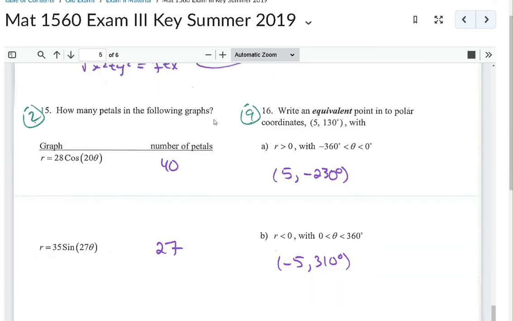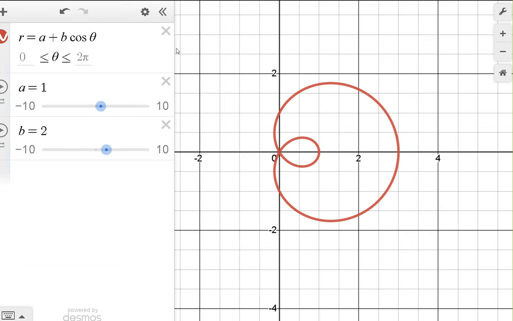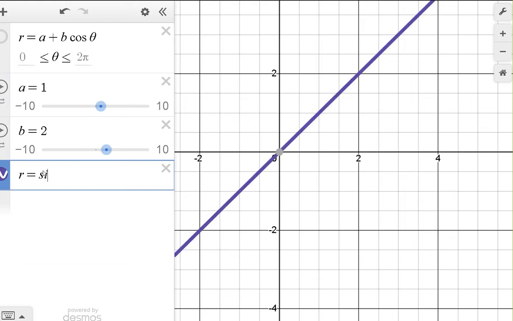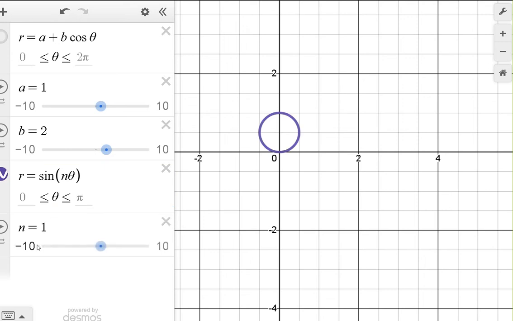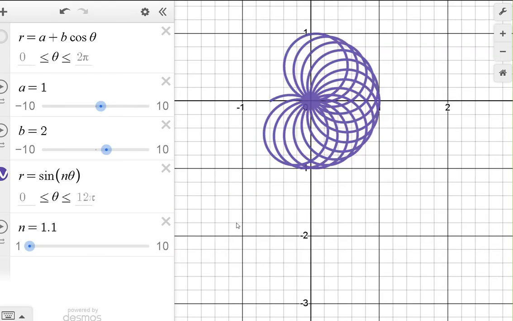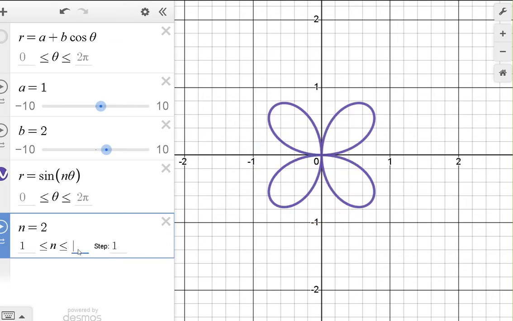The one that I haven't touched on, that's kind of cool, is these polar graphs. I don't think I'm going to try and cram this in for you right now in terms of making a test question, but it is kind of cool. If you did r equals sine of n theta, let me add in a slider for n. At different values of n, you're going to get some pretty neat graphs. Let me make these step by 1 and up to 8.